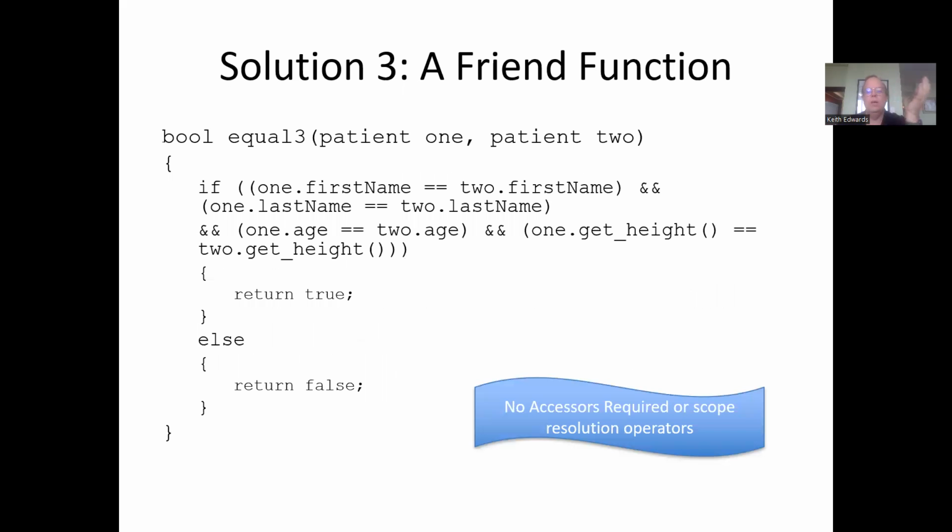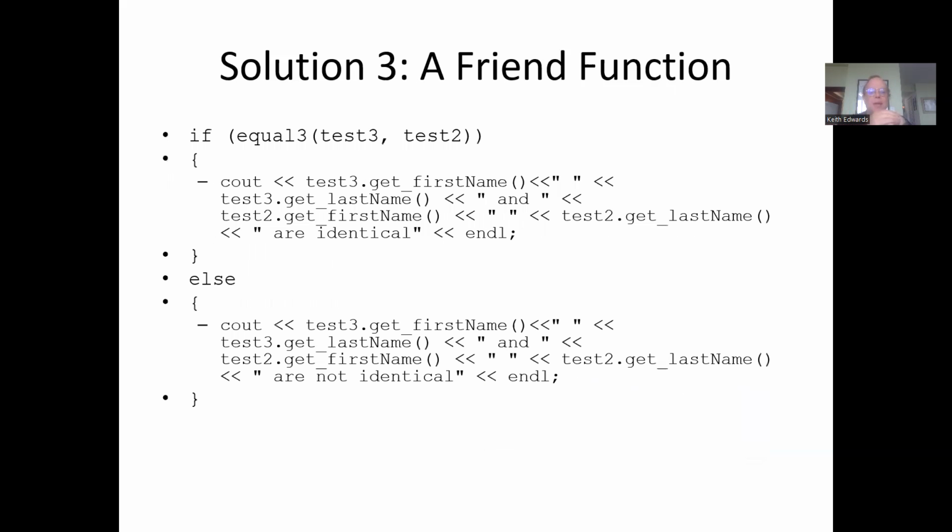Now, we write it just like we did our regular function, except we don't have to use the accessor functions. So this is a bit more natural. 1.first name is equal to 2.first name, and last names are equal, and age and heights are equal. Then we return true, and otherwise we return false. And notice there's no accessors required or scope resolution operator. So this is an easier solution. And then we implement it in the application program like this. If equal 3 test 2, then those are the same patient. Otherwise, we basically say they're not identical.